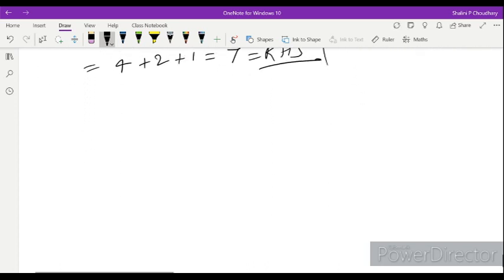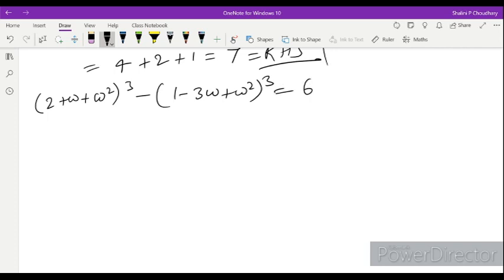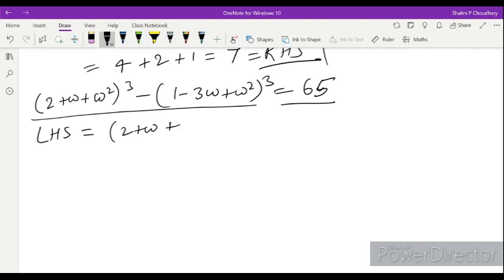Next question, we have the next question: (2 plus omega square) whole cube minus (1 minus 3 omega plus omega square) whole cube, that is equal to 65. So we have to show that this is equal to this one. So LHS will be equal to (2 plus omega square) whole cube minus (1 minus 3 omega plus omega square) whole cube.